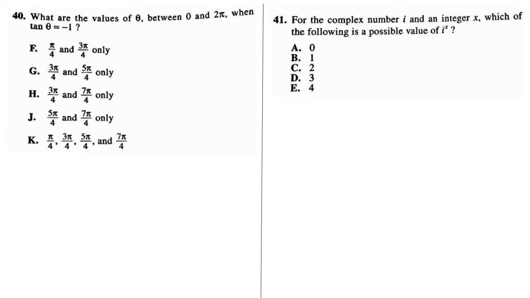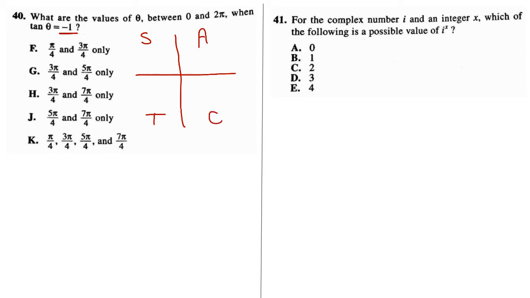Okay, number 40. What are the values of theta between 0 and 2 pi when tangent of theta equals -1? And this is straight from our unit circle. So let's remind ourselves of what those values would be for tangent. Let's see, when tangent is negative, well, all trig functions are positive here. Only sine, only tangent, only cosine.